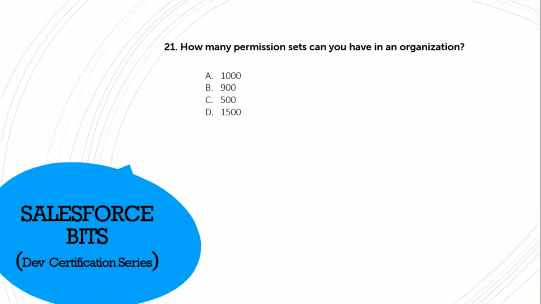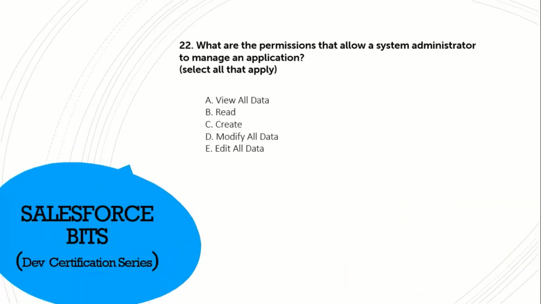How many permission sets can you have in an organization? There are a maximum of 1000 permission sets allowed per organization. What are the permissions that allow a system administrator to manage an application? System administrator should have view all data to manage an application.